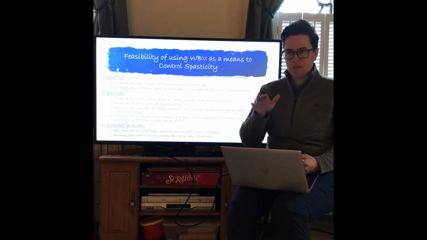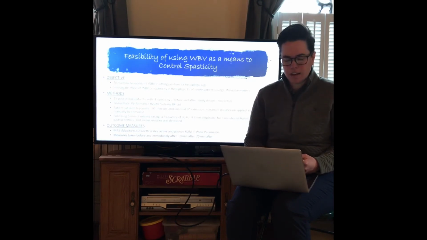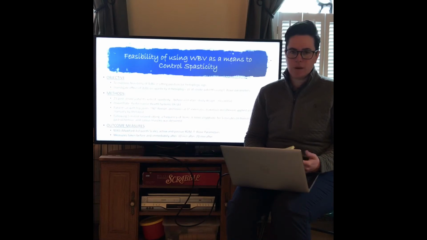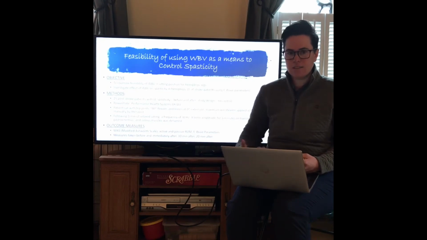So just basically picture sitting with your legs straight out and your toes pulled back. They were seated, relaxed for about 5 minutes, and then they received 5 minutes of vibration on their hamstrings, their gastrocs, and their soleus. So the plate was sitting right underneath them.